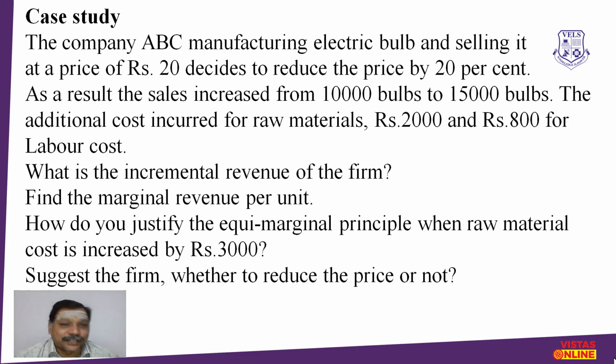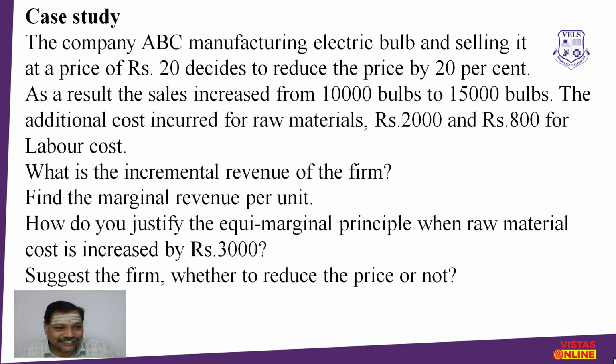A company ABC is manufacturing electric bulbs, and the selling price is 20 rupees. They decide to reduce the price by 20%. As a result, the sales increased to 15,000 bulbs from 10,000 bulbs. The additional cost incurred is rupees 2,000 for raw material and rupees 800 for labor cost, so totally 2,800.